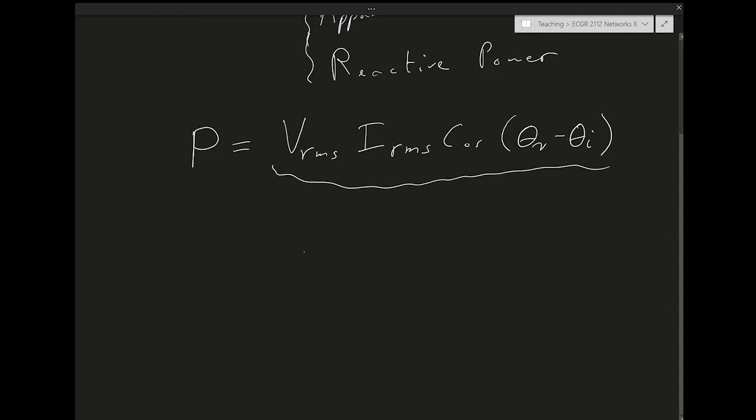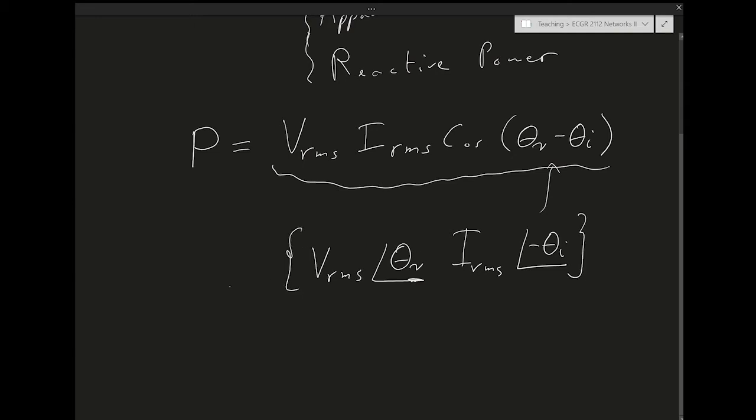I can write it as some magnitude, VRMS, being the magnitude of some phasor with angle theta V. I multiply by IRMS and then put an angle of minus theta I. This allows me to get the negative sign here. Now this is a complex number, so I need to take its real part to get the expression above. Examine this. This is exactly the same thing as what I've written above. This is just a reformulation of it.